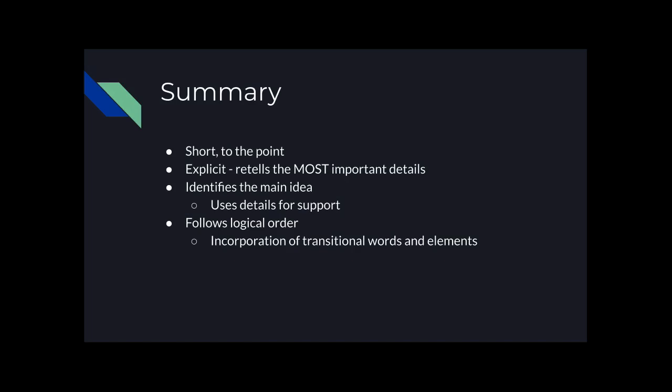The summary is short and to the point. Once again, it is explicit. We're only going to retell the most important details in the text. Typically, the summary is going to identify the main idea of the story, and we're going to use the details to help support the main idea.